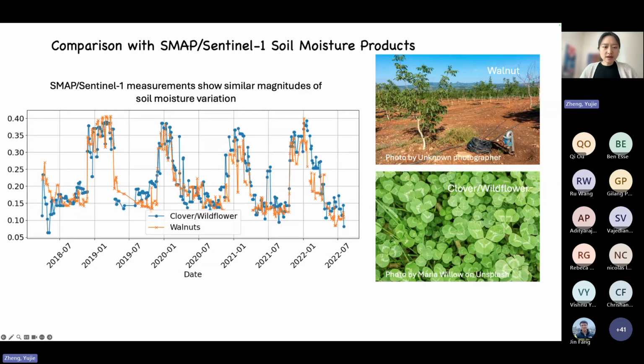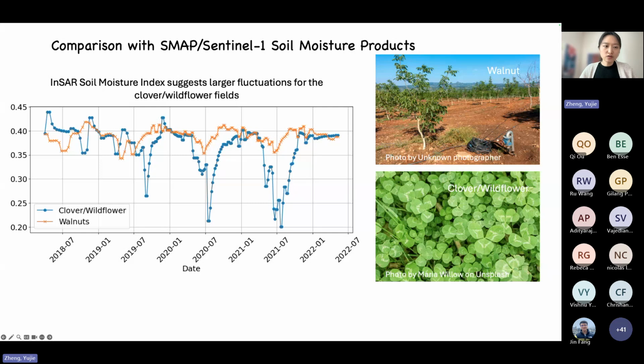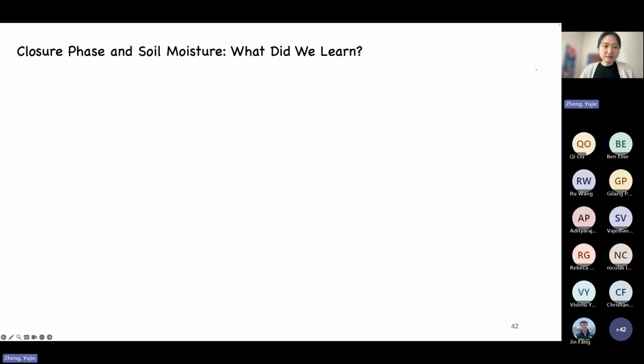I just want to quickly mention that if we compare the soil moisture measurements of the walnut fields and the clover and wildflower fields, and this is showing the SMAP Sentinel-1 products, you'll see that the measurements are actually very similar for these two different agricultural parcels, even though one is likely irrigated and the other is not. But for InSAR soil moisture index, you see quite different magnitudes of soil moisture variations. Especially, it's suggesting that the clover and wildflower fields have larger anomalies, which I think is expected because these fields are likely not irrigated, so they are likely to experience a larger negative soil moisture anomaly in the summer.